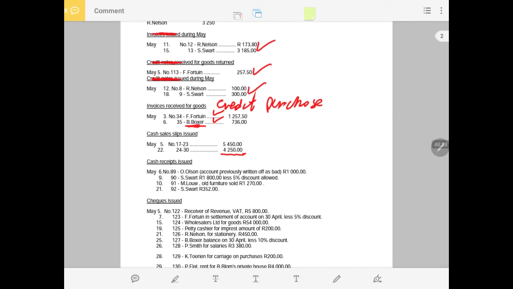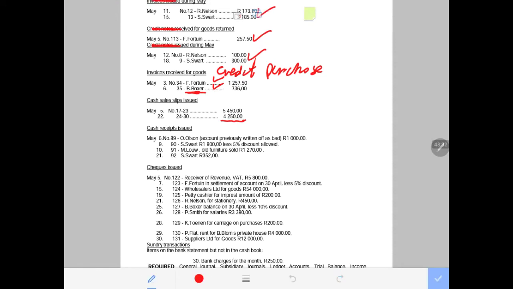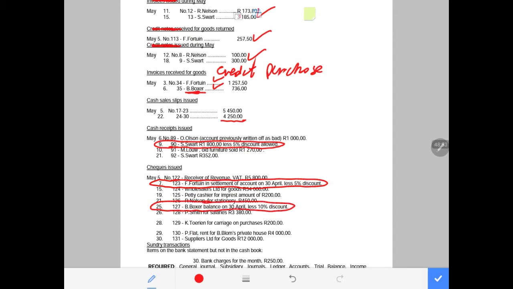Now we come to our cash receipt issued. This is very important. Please make sure that you don't miss this transaction. This transaction is quite important, and this transaction is also very important. The ones with the discount are very, very crucial, and I'll make sure that I grab all these transactions. Where there's a return, where there's a settlement and a discount is given, is very important.